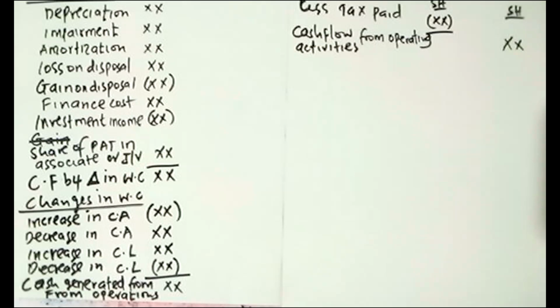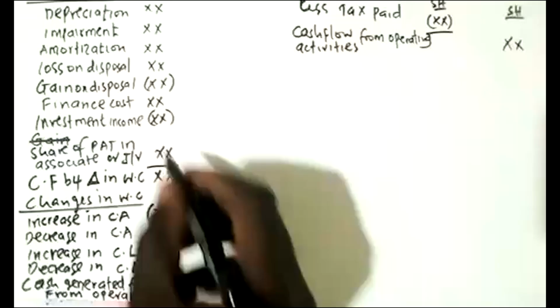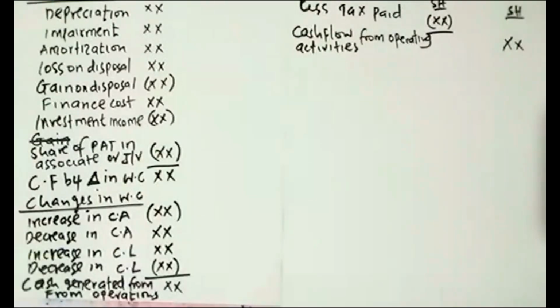The same with share of profit after tax in associate or joint venture. Remember that if the parent had invested in a joint venture or an associate, he always receives income. So that is what we call share of profit after tax in associate or joint venture. That income he receives is obviously recorded in the income statement as income. So which means that it could have been added. So here we do what? We subtract. So what is supposed to be done there is subtraction.